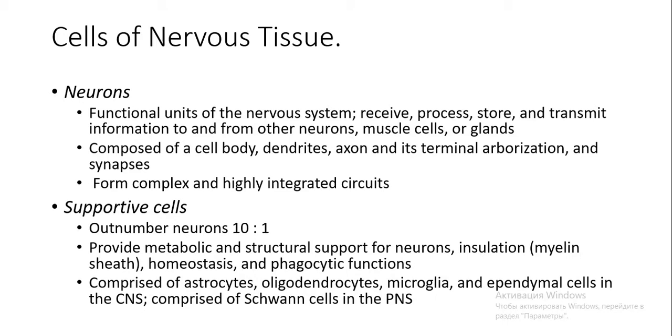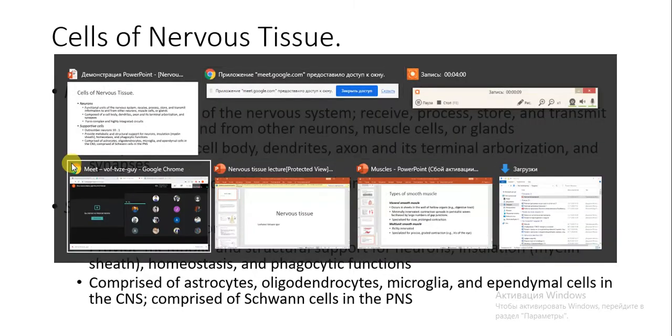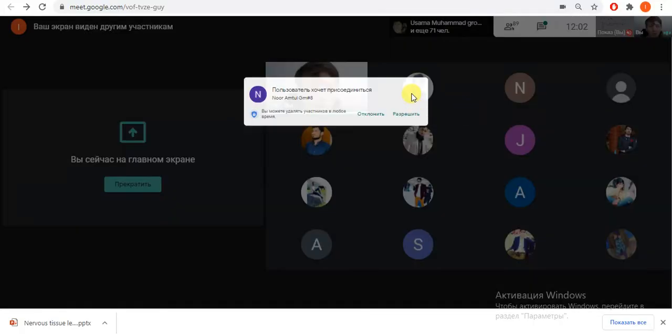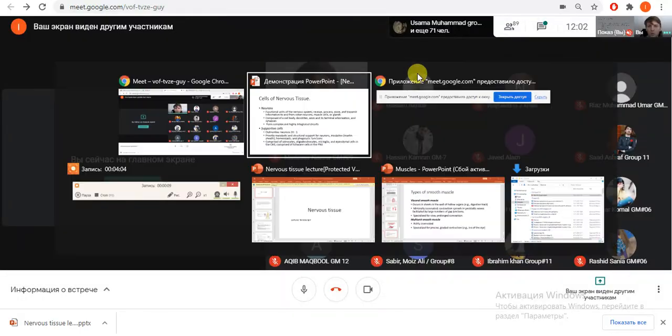How it's arranged, we'll discuss right now. And then they form complex and highly integrated circuits. All these circuits, all these reflex arcs you discussed in physiology, are made up of neurons and the axons and dendrites of these neurons. Okay, let's join some students.